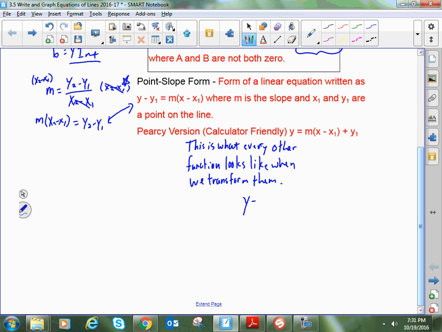We have, for quadratics, the vertex form of a quadratic, where in this case, a is representing the same thing as m. The h value is representing essentially what the x1 is in the point slope form, and the k is representing the y1, where x is something horizontal and y is something vertical. That's what we're looking at here when we're talking about transformations.